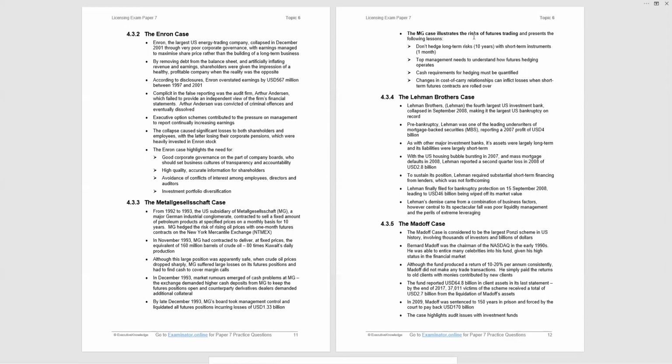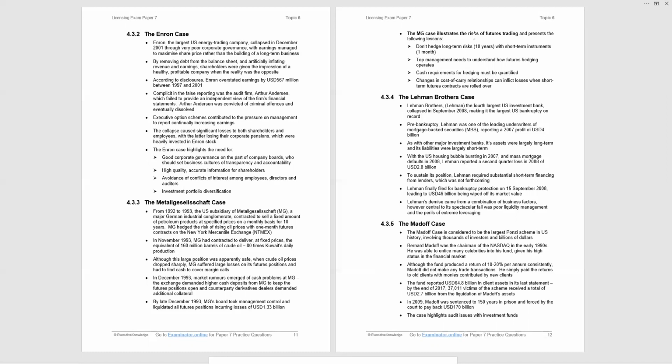The Enron case highlights the need for good corporate governance on the part of company boards, who should set business cultures of transparency, accountability, high quality, accurate information for shareholders, and avoidance of conflict of interest among employees, directors, and auditors. There were a number of problems. One was the share option schemes for senior management, encouraging them to report continually increasing earnings, where the earnings, as we discovered, were fabricated. Avoidance of conflict, we've covered that.